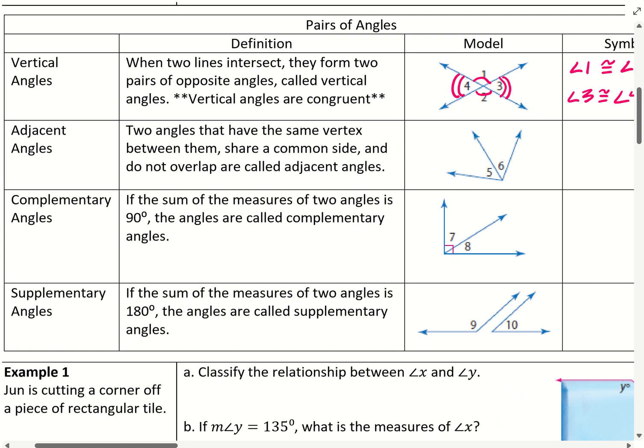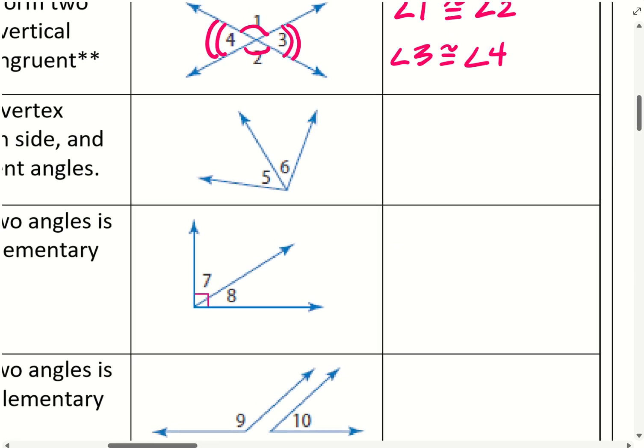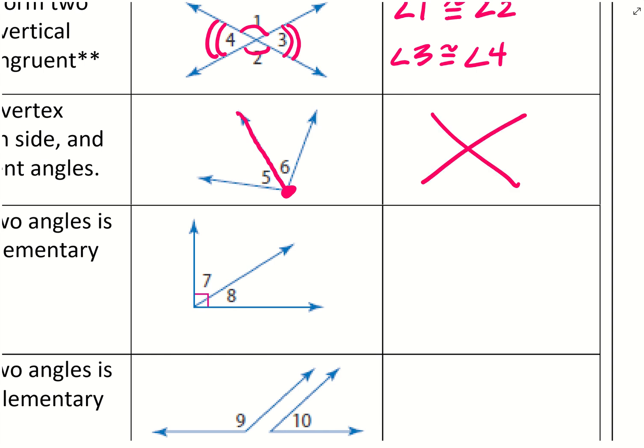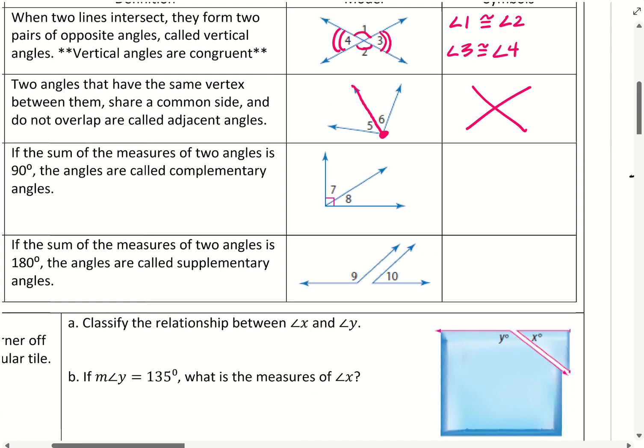Adjacent angles we talked about as well. Remember, they share a side and a vertex. So they're going to share a side right there and a vertex right here. Angle 5 and 6 will. Now, we don't know that angle 5 and 6 are congruent, so we're not going to put any symbols there. We're not going to worry about that.